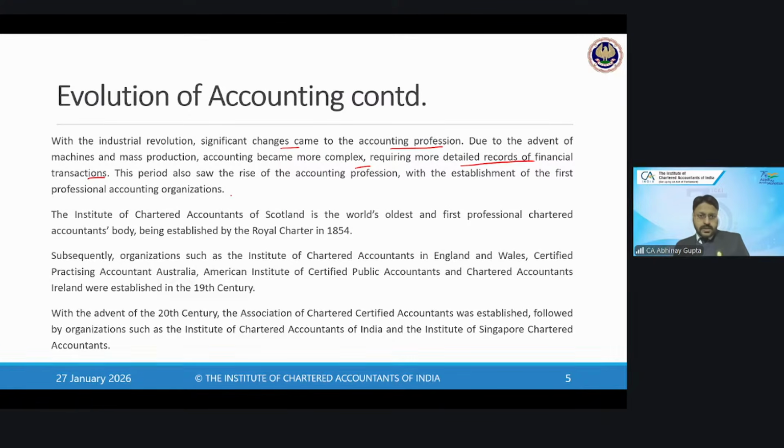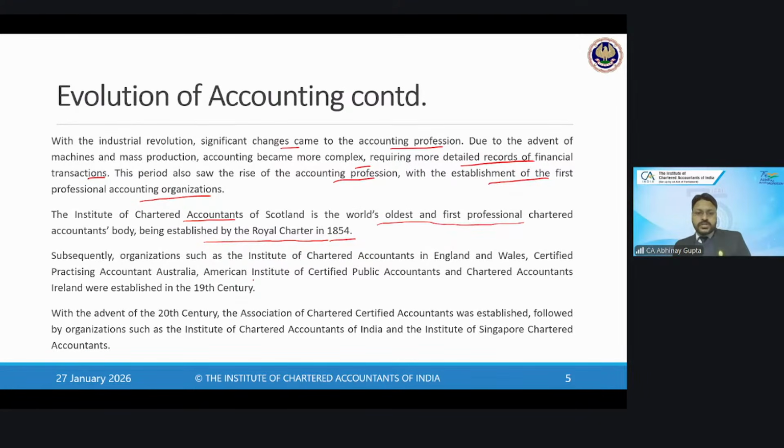This period also saw a rise of the accounting profession with the establishment of the first professional accounting organization. And where was it established? It was established in Scotland in 1854, right? The Institute of Chartered Accountants of Scotland is the world's oldest and first professional chartered accountants body, established by Royal Charter in 1854, right? So this was the first chartered accountants institute, established in Scotland in 1854.